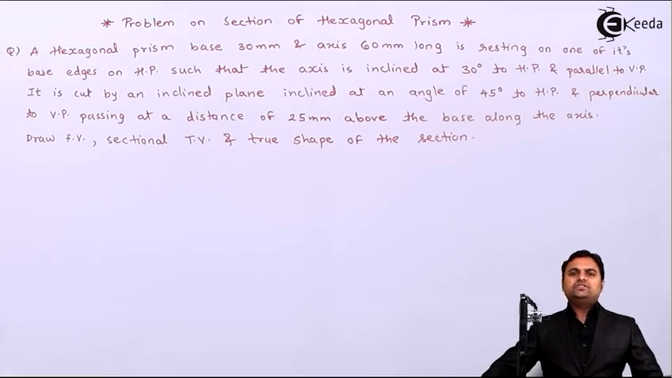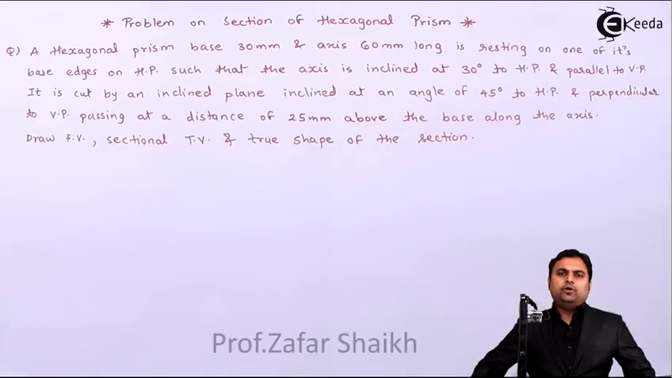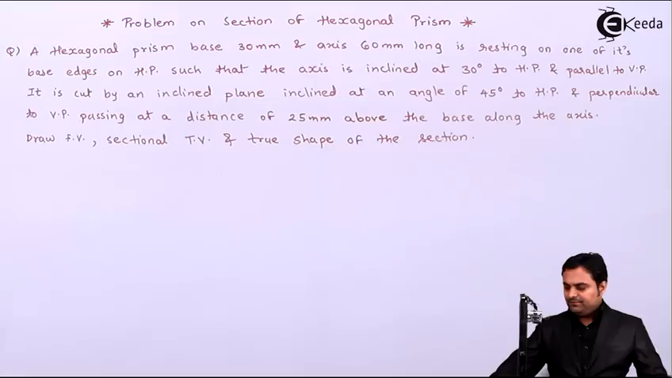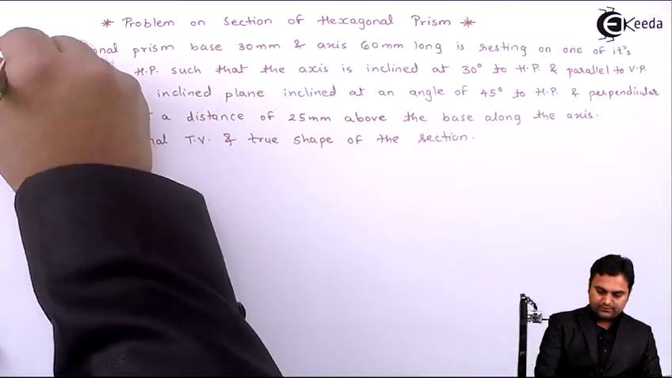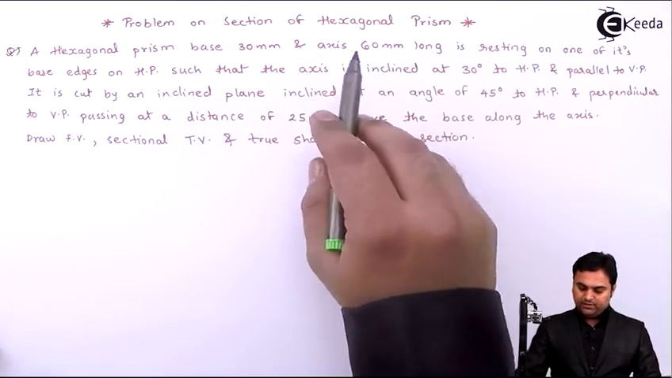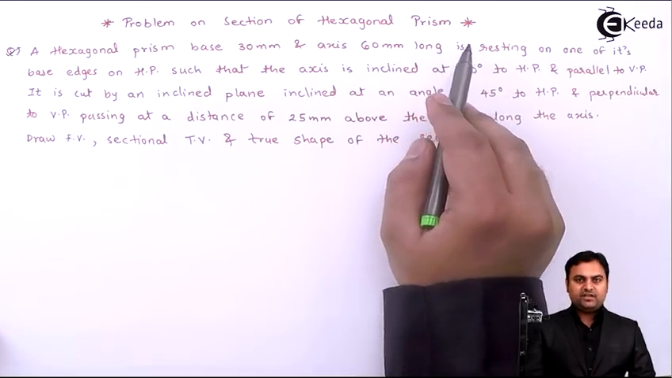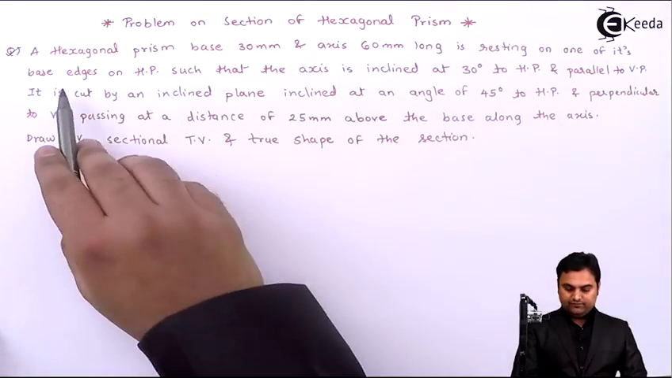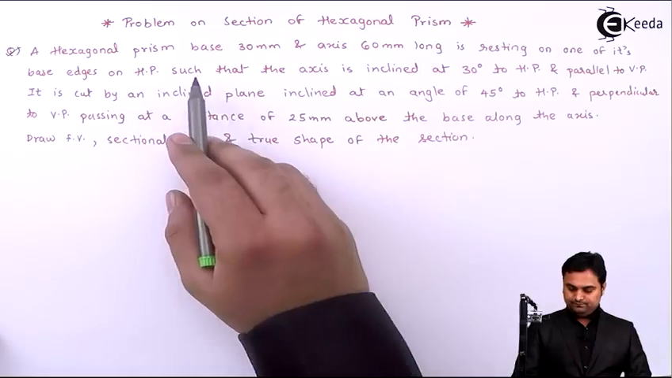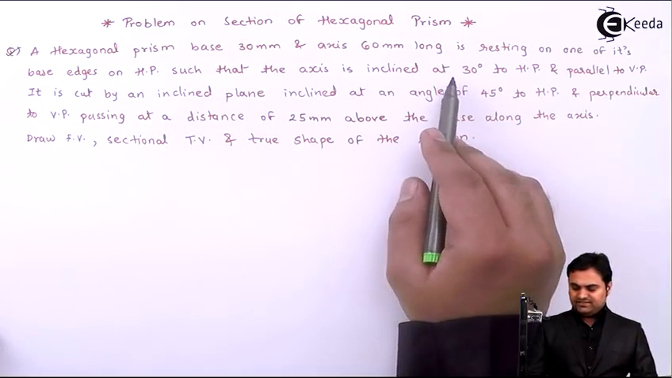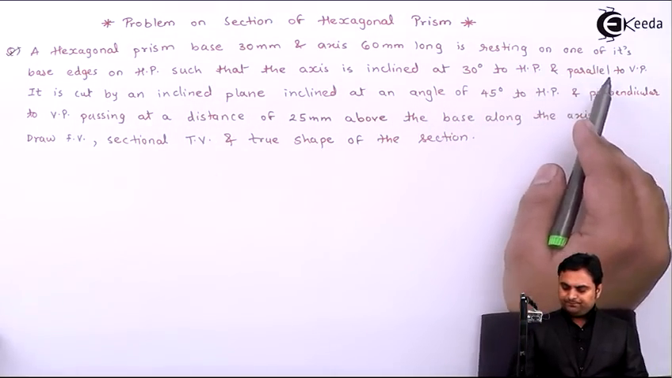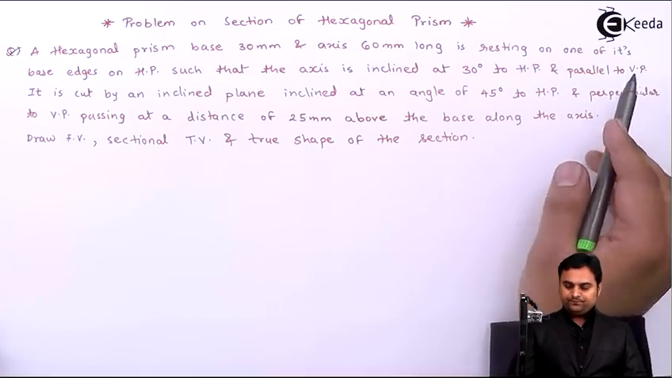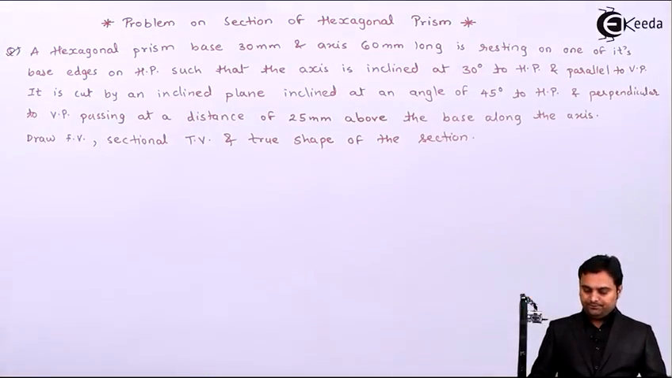Hello friends, here in this video we are going to see a problem on section of a hexagonal prism. Here is the question. A hexagonal prism, base 30 mm and axis 60 mm long, is resting on one of its base edges on HP such that the axis is inclined at 30 degree to HP and parallel to VP. I'll explain this condition in the problem.